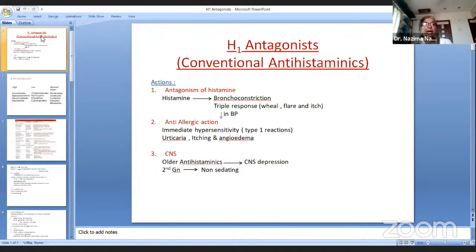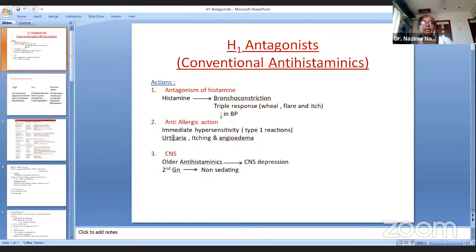So coming to the actions of the H1 antagonists, which are also called the conventional antihistaminics. Now the actions of these drugs, they antagonize histamine. Now histamine causes bronchoconstriction, and it also causes the triple response, which includes the wheal, flare, and itch, and it also leads to a fall in blood pressure. So all these are antagonized by the H1 antagonist or the conventional antihistaminics. Then these drugs also have an anti-allergic action.